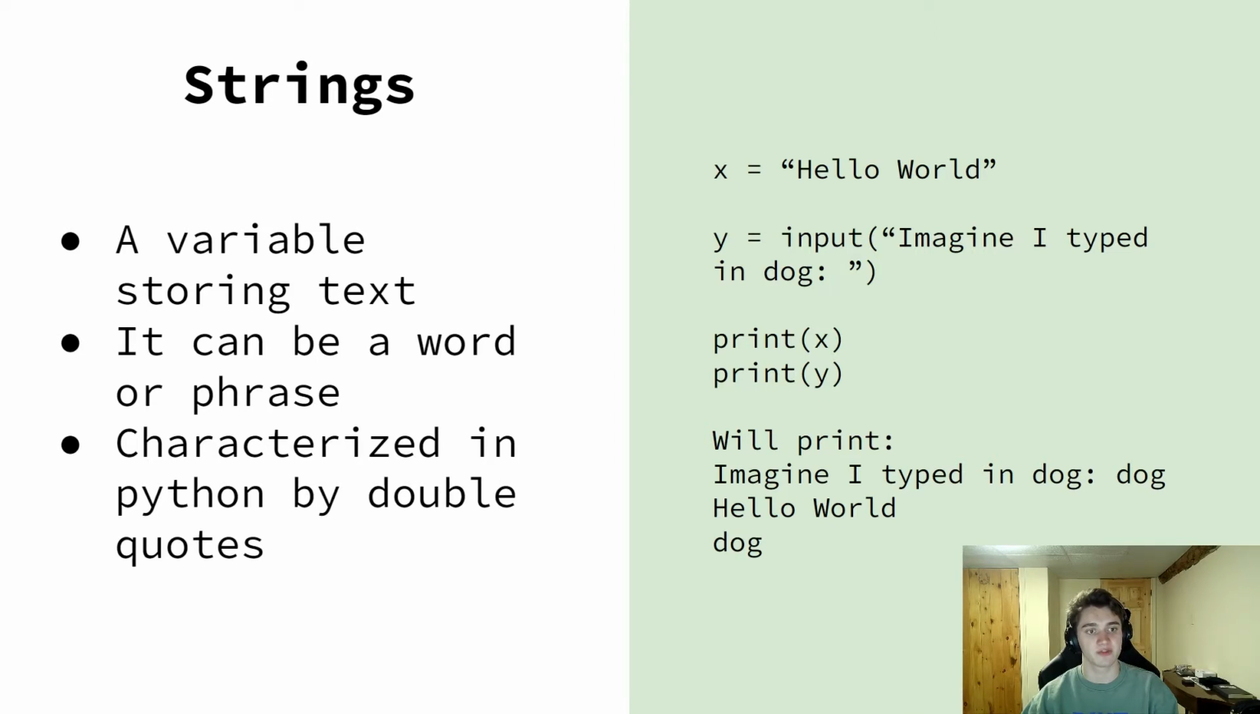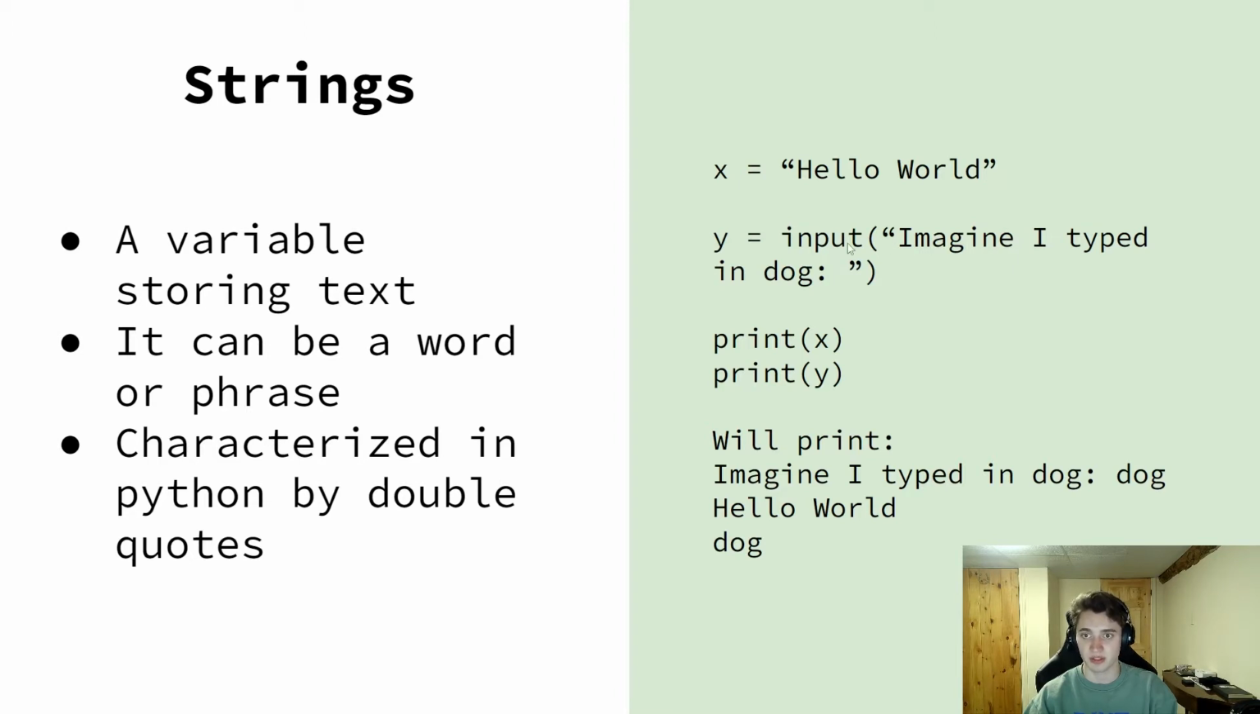A string is a variable storing text. So you can see here we have x equals "hello world", which is a string containing hello space world. So you can see it can be a word or a phrase. It doesn't have to just be one word not separated by spaces. You can put an entire sentence or multiple paragraphs in one. It really doesn't matter. And they are characterized by double quotes. So you can see the double quotes turn this word here into a string, so Python can interpret it properly.